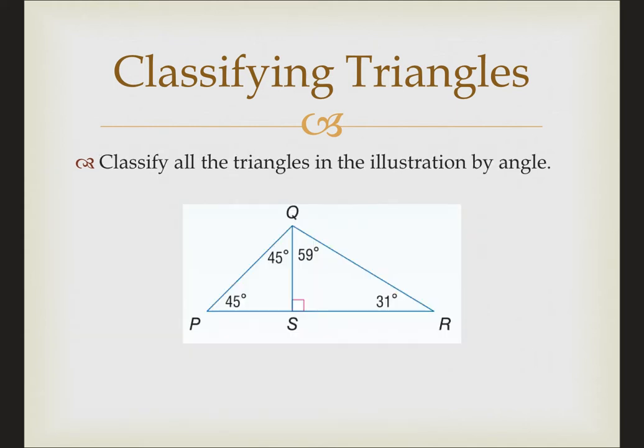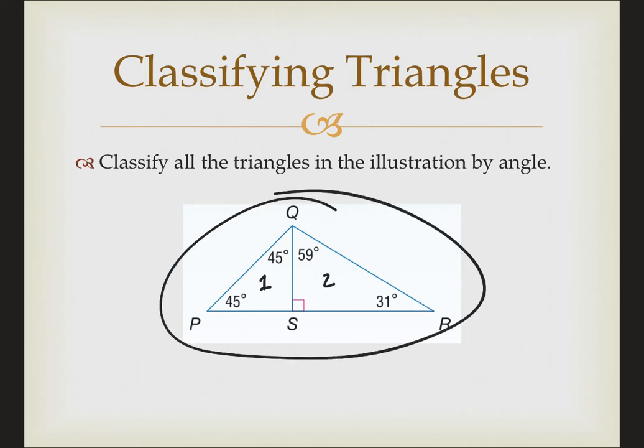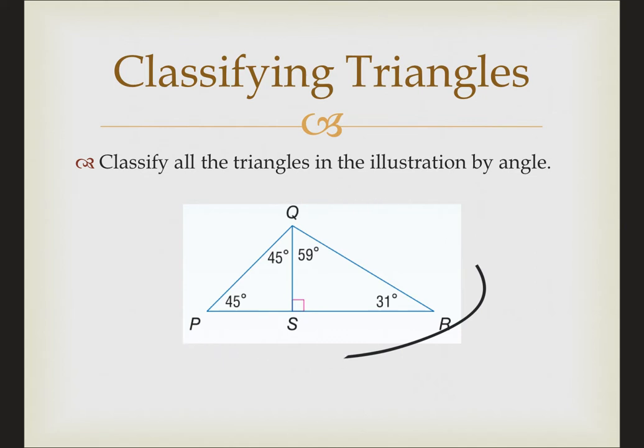All right, now let's use these names. Before we use them, let me ask you a question. How many triangles are there in this picture? Take a moment to think. If you said 3, you are correct. You've got the first triangle right here, the second triangle right here, and then the big triangle right there. That makes 3 triangles, which means we are going to have 3 different classifications.